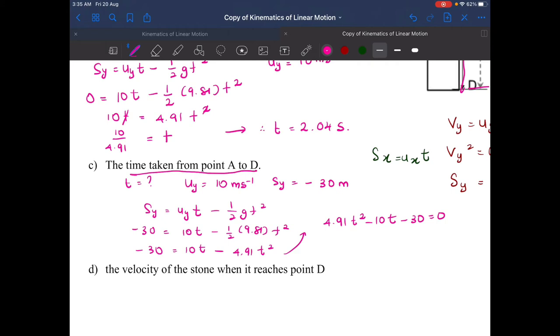So, jawapan kamu ada dua possible answer lah. Satu positif dengan satu negatif. Remember, time ni sentiasa skala. Kita tak pernah ada time negatif. So, kita akan ambil positive answer iaitu 3.69 second.